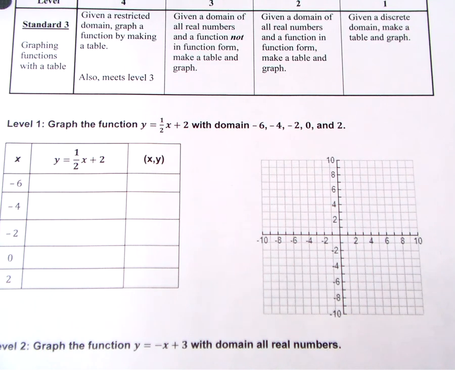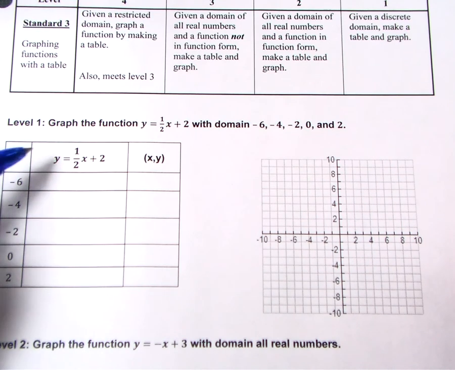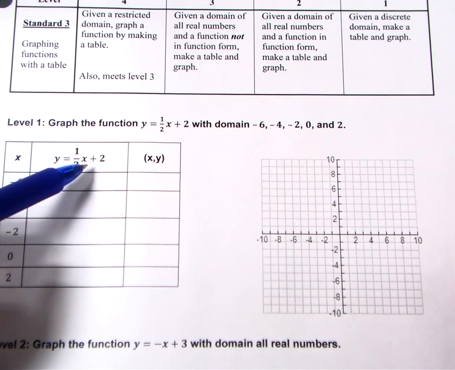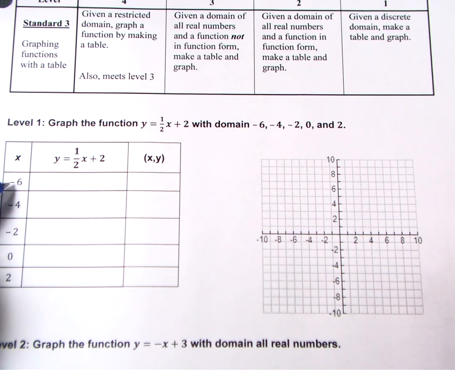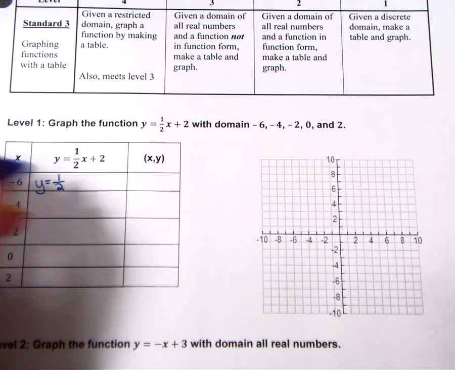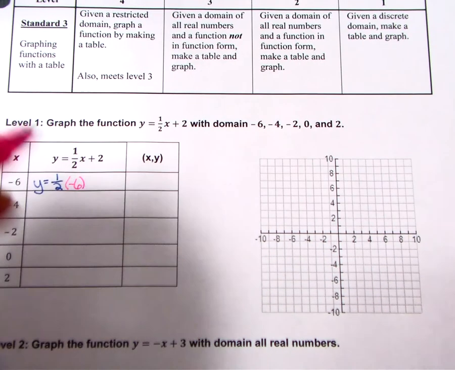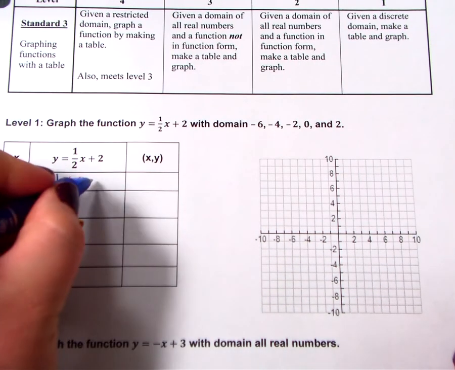You are allowed to have work in the margins if you want, write it on a scratch piece of paper, whatever the case is, but you do want to have in the end what we call a T-chart, just an X column and a Y column. But for now, this is the example that we're going to use. We have y equals 1/2 x plus 2, and x in this case is going to be -6. So I have y equals 1/2, and for x we're going to put in -6. And then we're going to add 2.